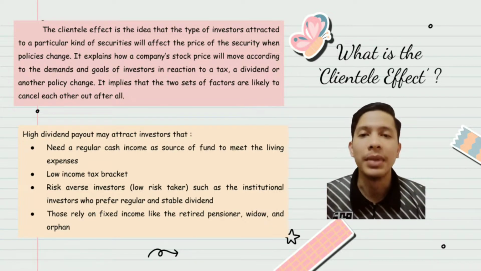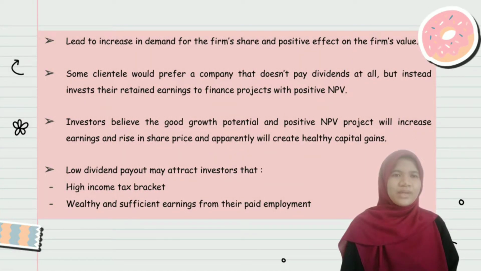High dividend payout may attract investors that need a regular cash income as a source of funds to meet living expenses, investors in a low income tax bracket, and risk averse investors, low risk takers such as the institutional investors who prefer regular and stable dividends, and investors that rely on fixed income like the retired pensioner, widow and orphan. Then, I will elaborate more on the clientele effect. It leads to an increase in demand for the firm's shares and a positive effect on the firm's value.